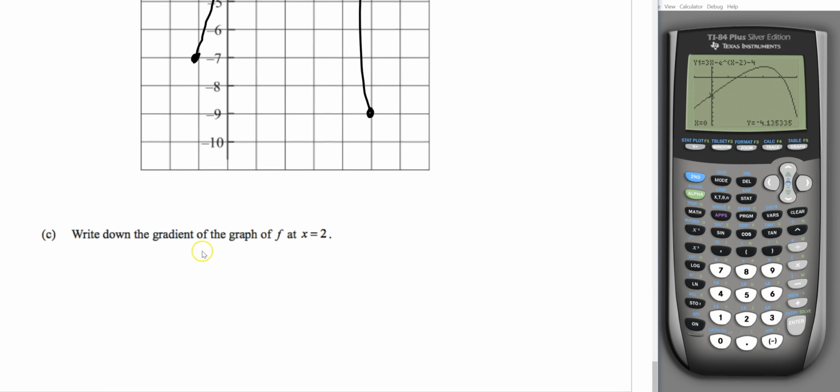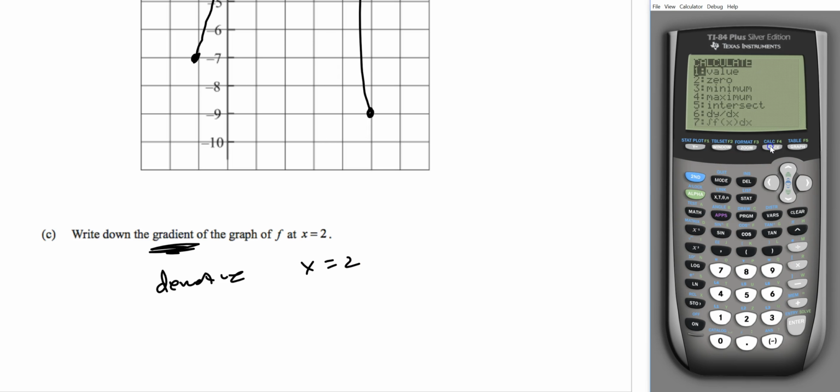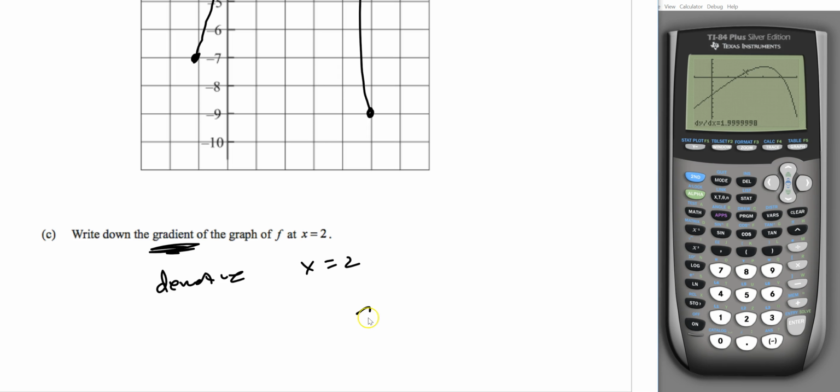Last thing, and then we're done: find the gradient. Remember what gradient means? Derivative at x equals 2. A couple of ways to do it. You can do it by hand, but we have a calculator here. So, second calculator, go to derivative and just hit 2. So the derivative at 2 is 2. And there we go. Done.